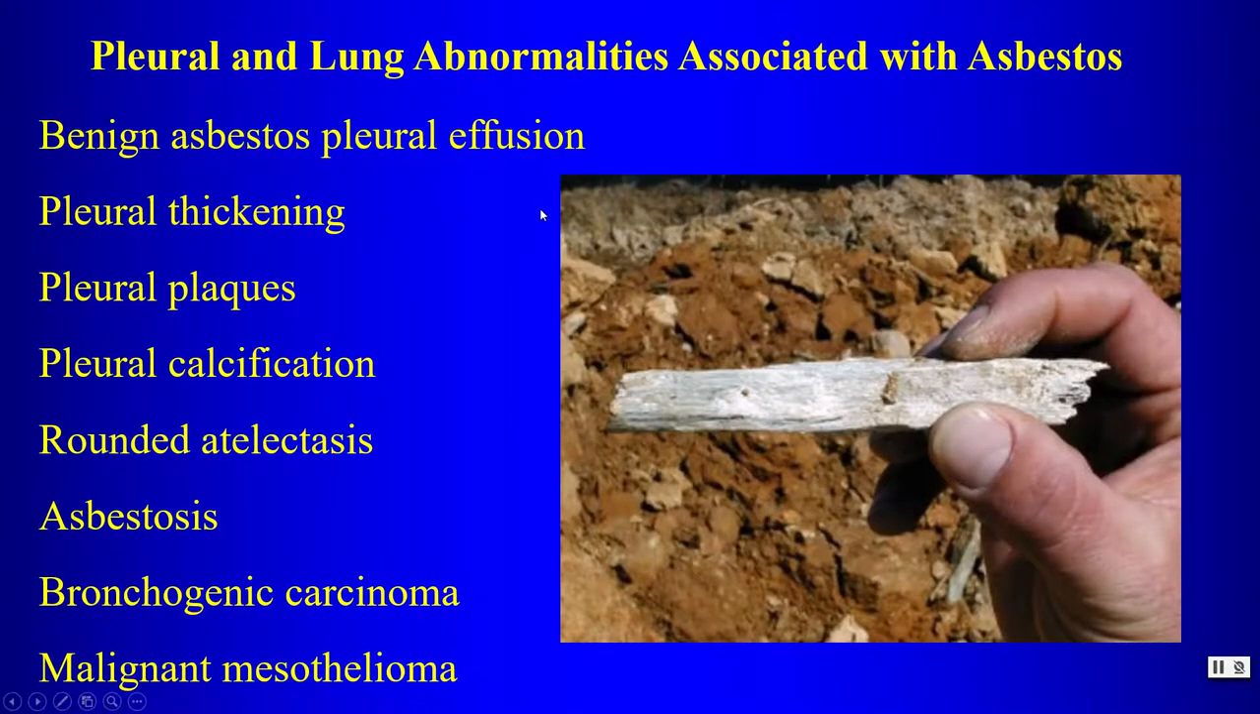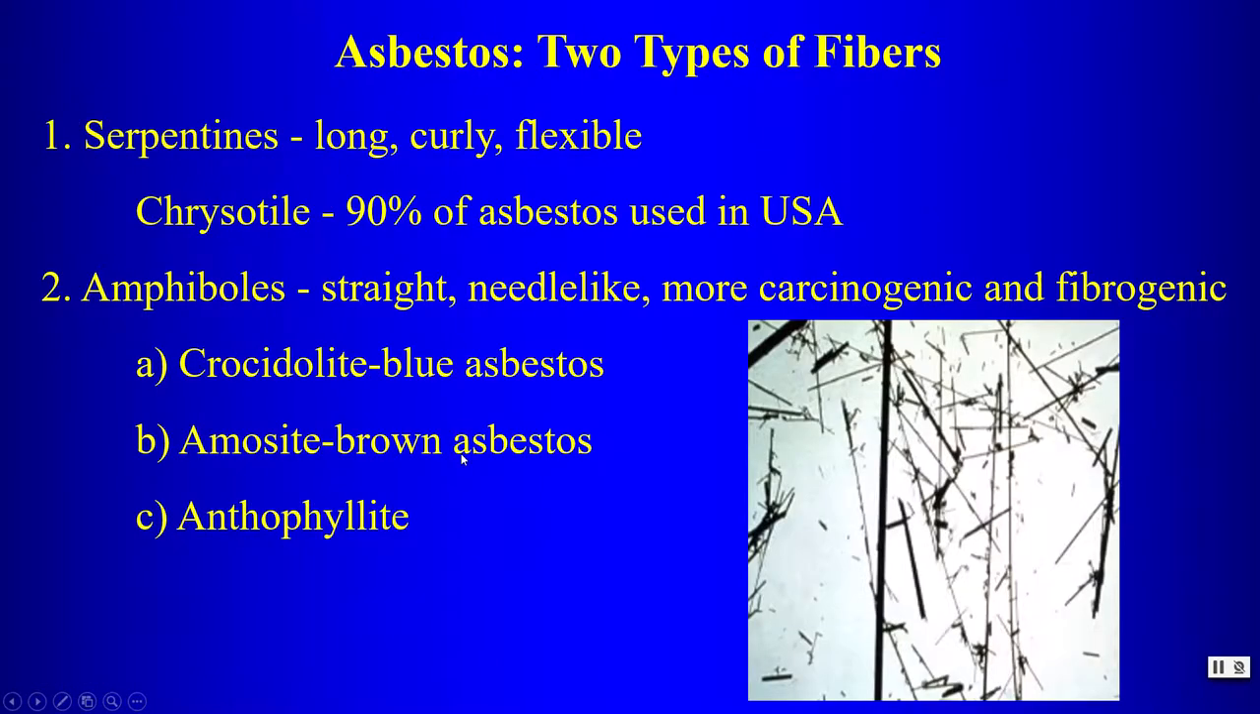So these are all examples of abnormalities we can see with asbestos. We can have benign effusions, pleural thickening, pleural plaques, pleural calcification, rounded atelectasis, asbestosis, and then of course neoplasms that can also be associated with asbestos exposure.